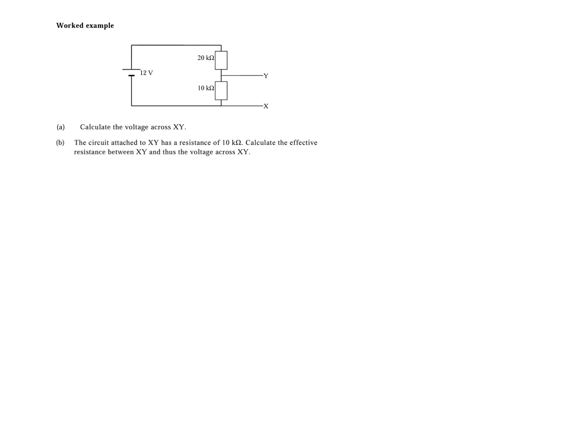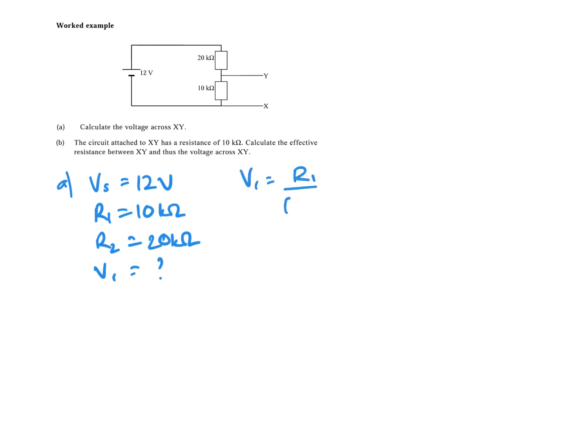A is a fairly straightforward voltage divider problem. It's up to you in any problem, if it's not already defined for you, to define what you want to be R1 and R2. So I'm going to call the 10k resistor R1 and 20k R2, which means I'm trying to work out V1. You've got to be consistent with the ones and the twos. So V1 equals R1 over R1 plus R2 times Vs.